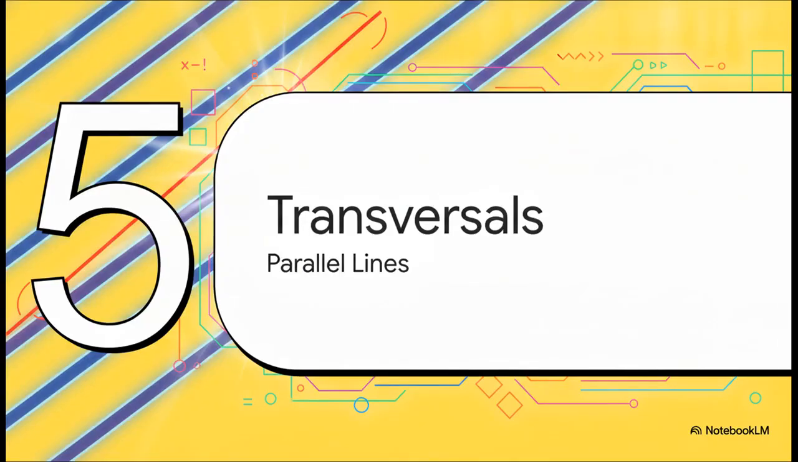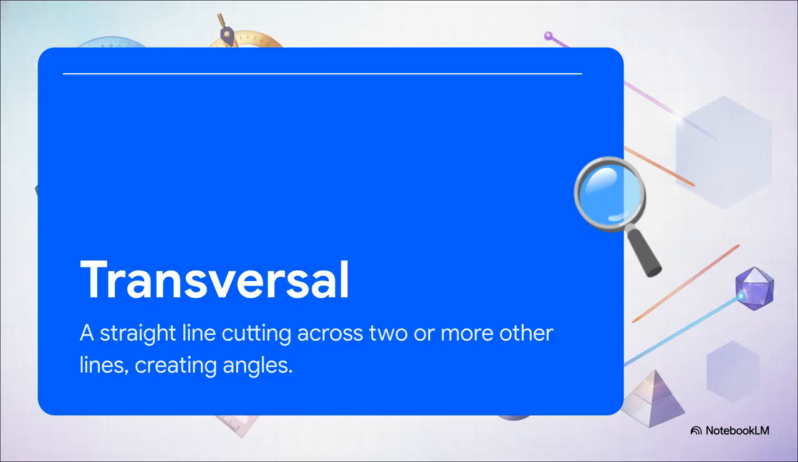Section 5. Transversals and parallel lines. For our final structural element, we're stepping up the complexity. We're introducing a new tool that cuts right through the chaos of multiple lines, the transversal. A transversal is a straight line acting like a sword, slicing right through two or more other lines. And when it does this, it doesn't just create random shapes, it generates a highly organized, totally predictable system of related angle pairs.